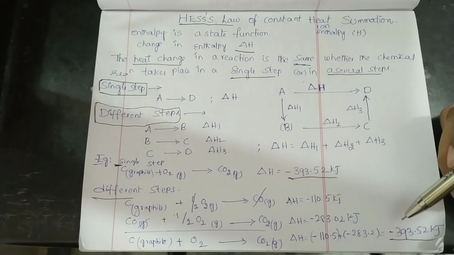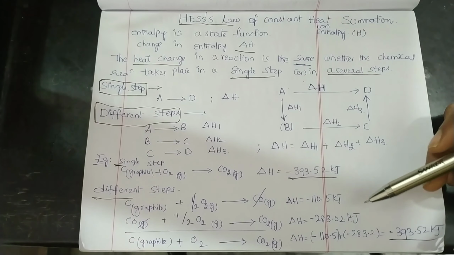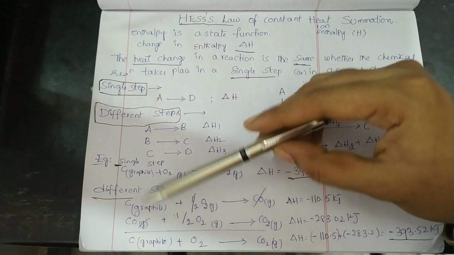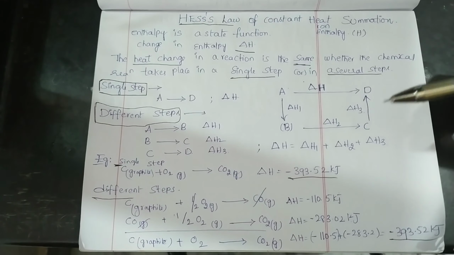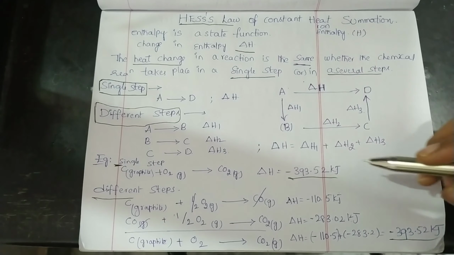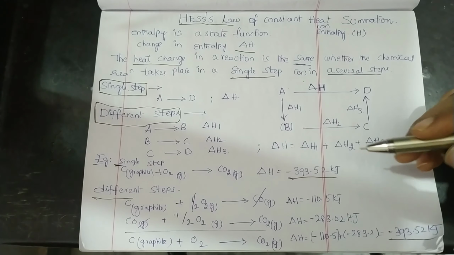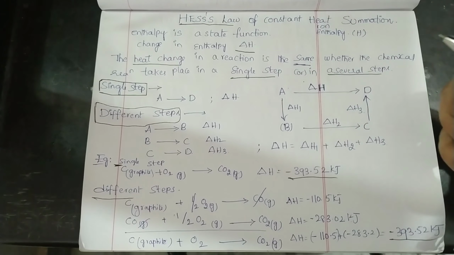This is what Hess's law states. Whether the reaction takes place in a single step or in different steps, the enthalpy change is the same. So it does not matter how many stages are taken to obtain the desired product.